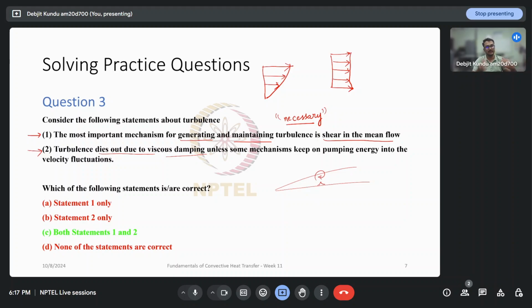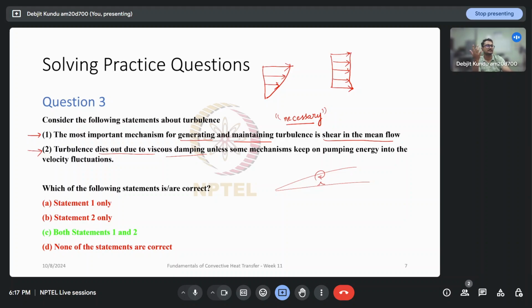That's what happens in the energy cascade as well, that there are big vortices forming and they keep on breaking up into smaller vortices, which ultimately disappear. So only one singular event of creating some fluctuation won't really sustain. They will die out due to viscous damping. But for sustained turbulence, you need mechanisms which keep on pumping energy.